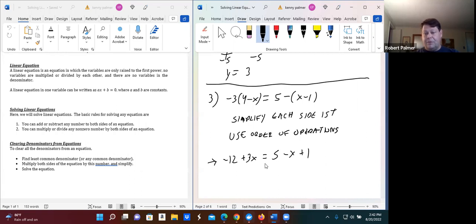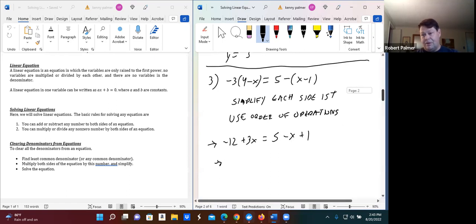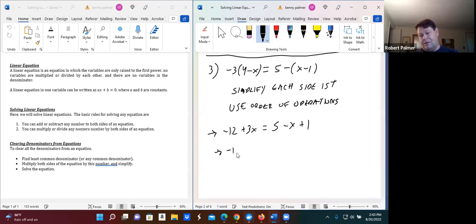Okay. Now, still keep simplifying. This side is still simplified. I can't combine these, but I can combine these constants on the right-hand side. If I do that, the left-hand side is still -12 plus 3x, and over here I'll have -x plus 6, or I can write it as 6 minus x. It's up to you.